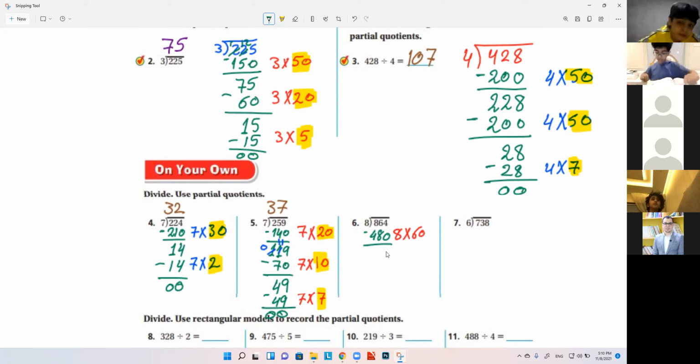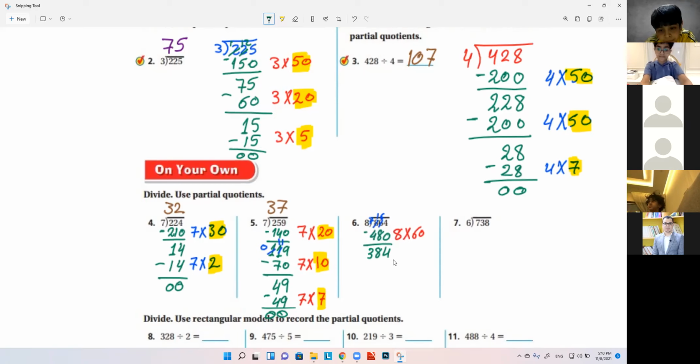864 minus 480: 4 minus 0 equals 4, and 6 minus 8, we can't. We borrow from the 8. It will be 7, and this will be 16. 16 minus 8 equals 8, and 7 minus 4 equals 3.